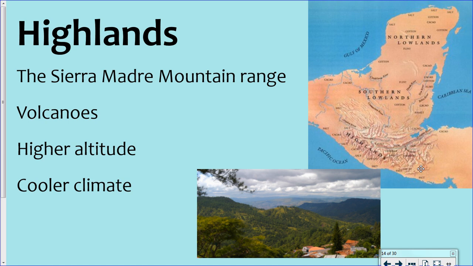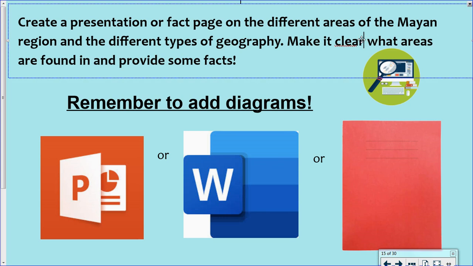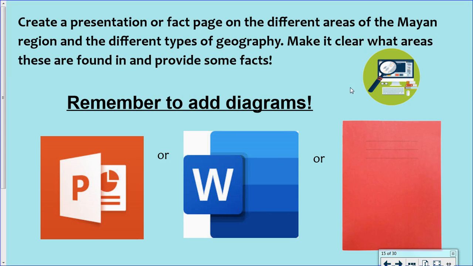So we would like you to make a really clear point of that in your presentation or your writing, however you would like to do it. So create a presentation or a facts page on the different areas of the Mayan region and the different types of geography. Make it clear what areas these are found in and provide some interesting facts. Remember to add some diagrams.